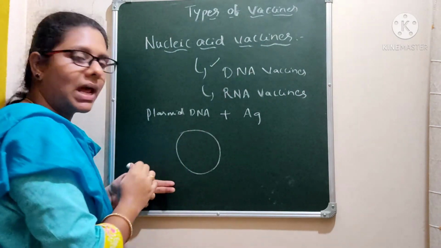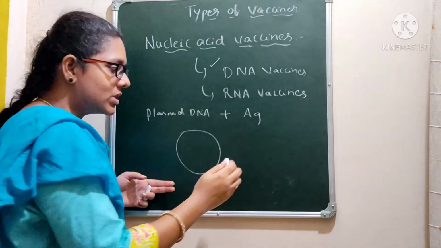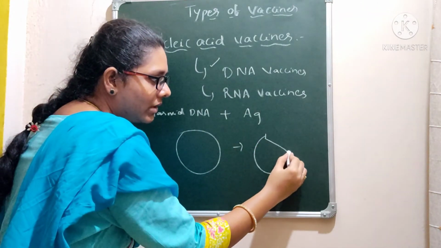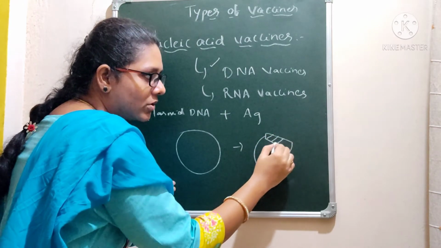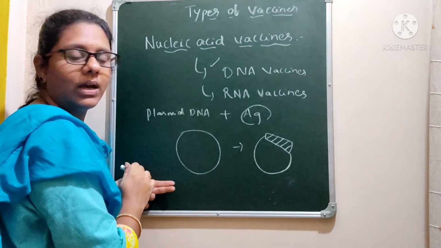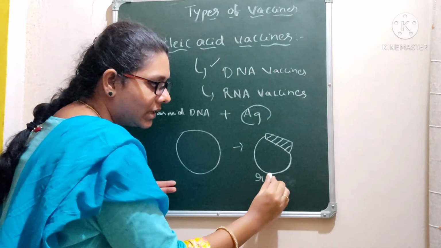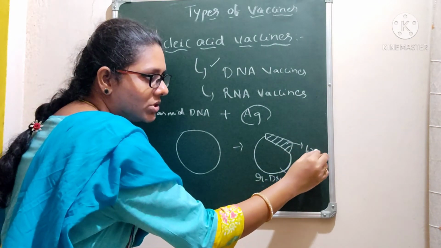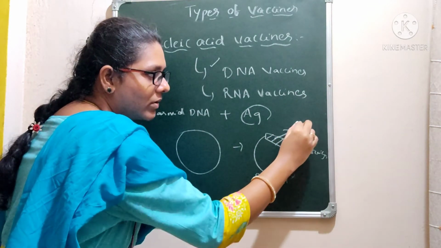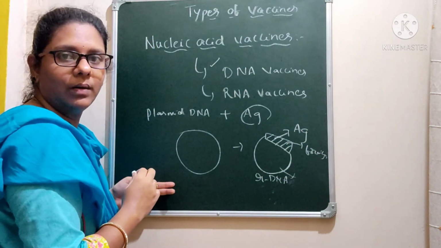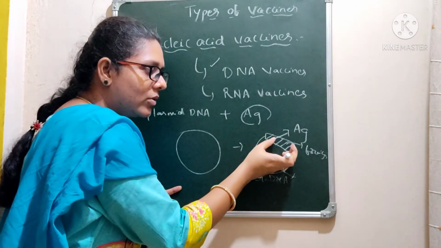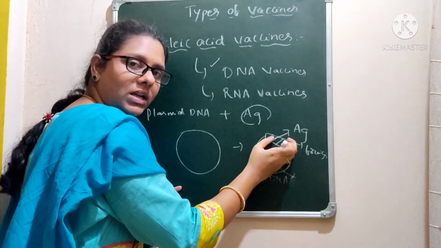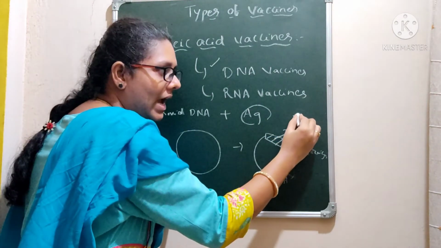For suppose this is the plasmid, right? And with the help of restriction enzymes, we are going to cut the plasmid, and then we are going to introduce a foreign gene which codes for the antigen. Okay, so now it is a recombinant DNA molecule. This is the plasmid DNA and this is the foreign gene, and this gene is going to express the antigen. Okay, with the help of ligase enzyme we are going to join this foreign gene with the plasmid DNA, and this is the foreign gene which is going to code for a viral antigen.